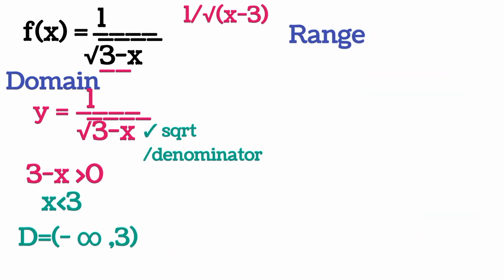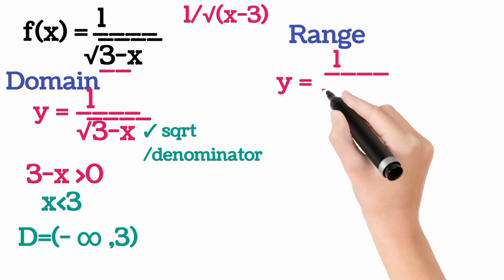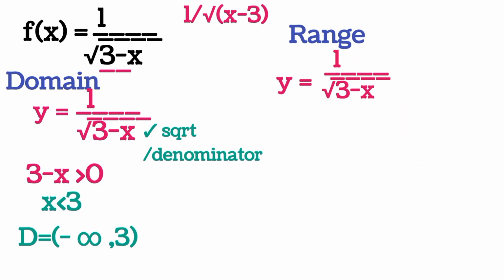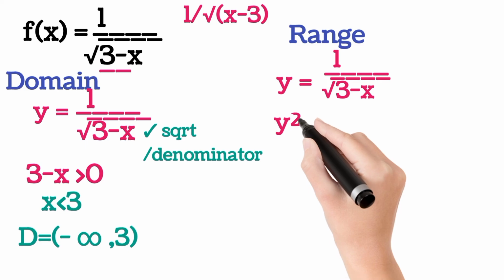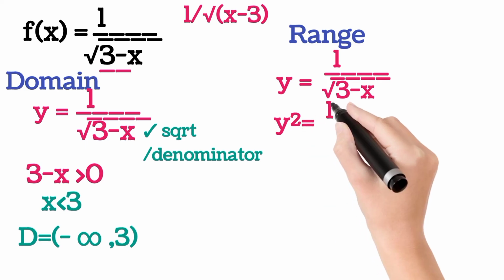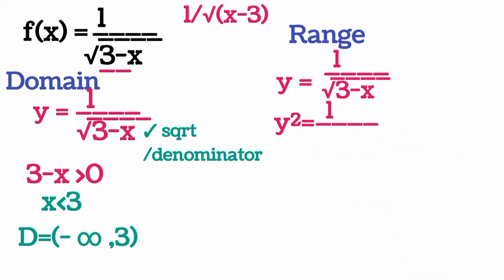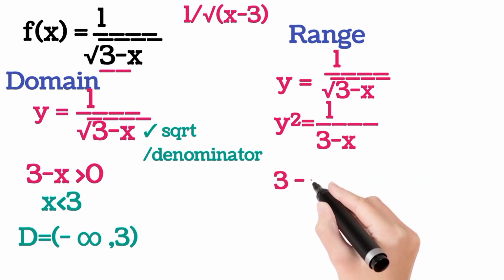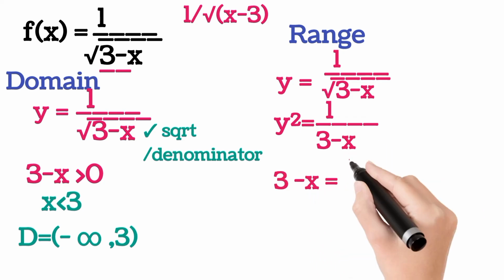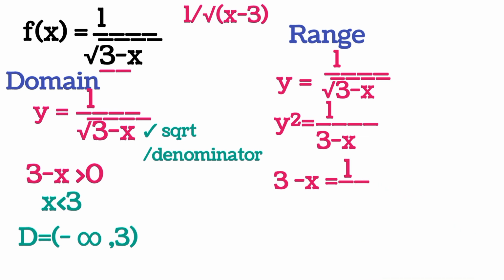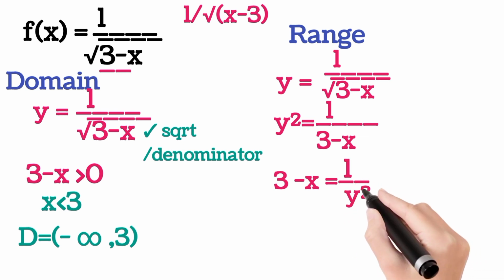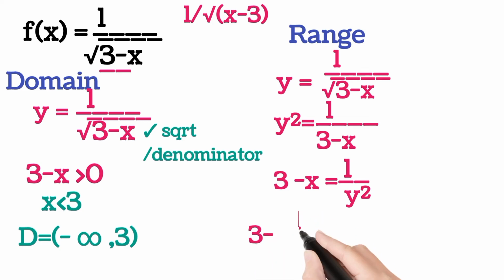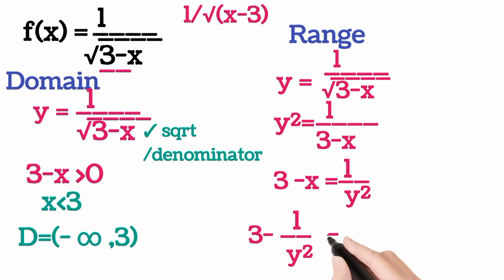Now for the range, let us write the equation again. Now we will express x as a function of y, so we will square on both sides. So y square will be 1 upon 3 minus x, or 3 minus x is equal to 1 upon y square, which will give 3 minus 1 upon y square is equal to x.